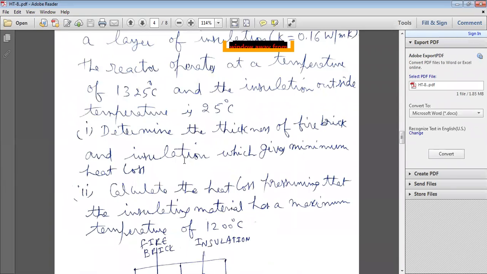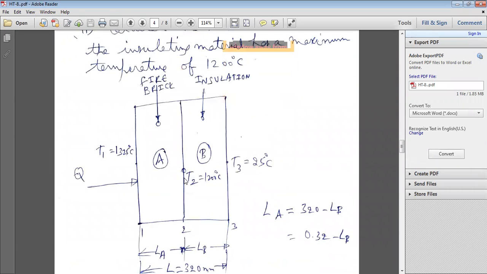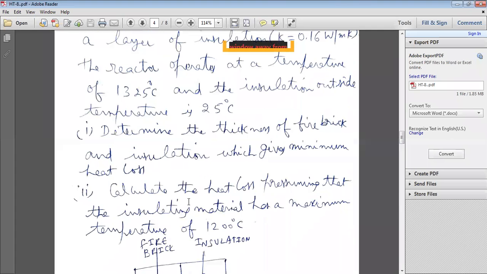And determine the thickness of the fire brick. He has given the thickness of the total wall, but he has not given the thickness of material A or material B. So you have to find LA, the thickness of material A, and LB, the thickness of material B. In between, the temperature T2 is 1200 degrees centigrade, so that is also given. Determine the thickness of the fire brick and insulation which gives minimum heat loss.